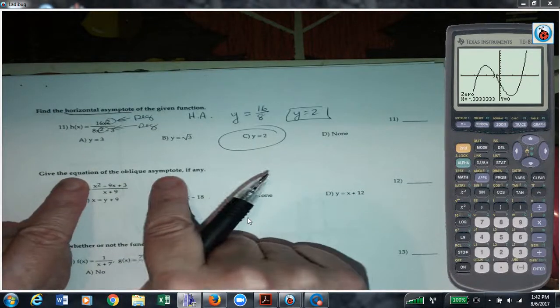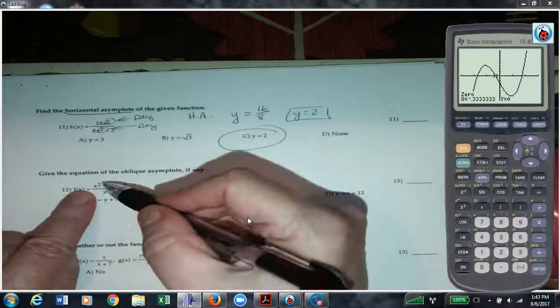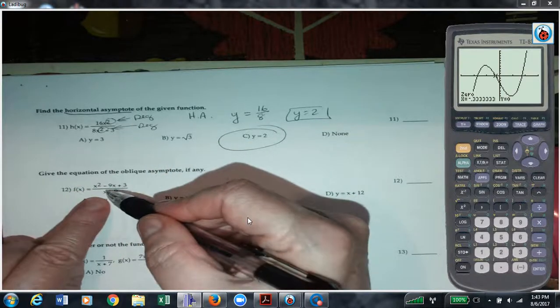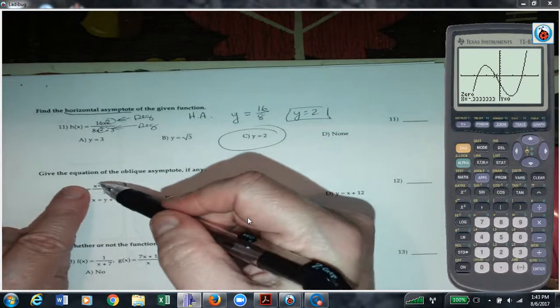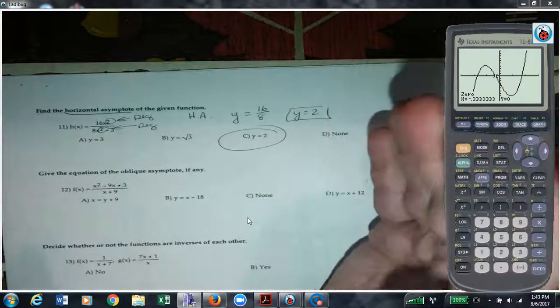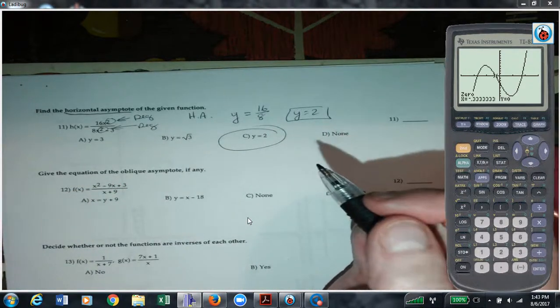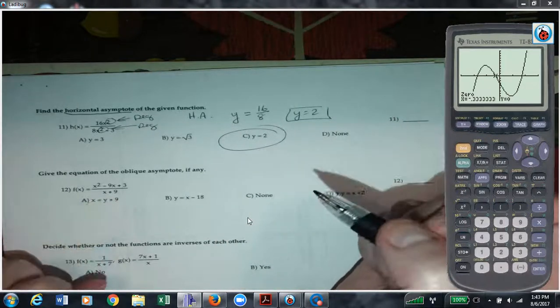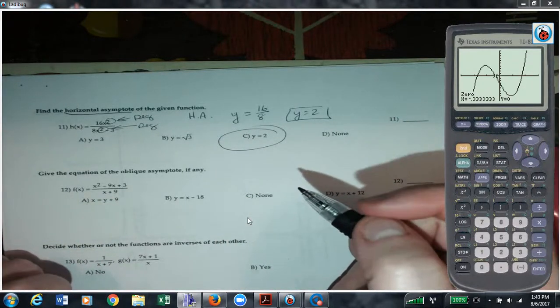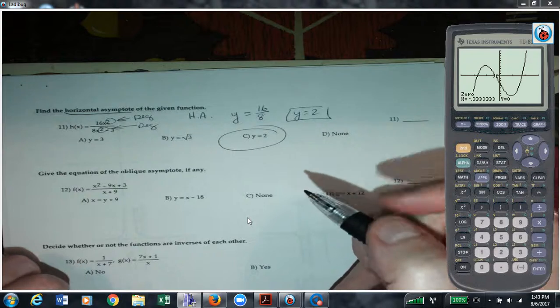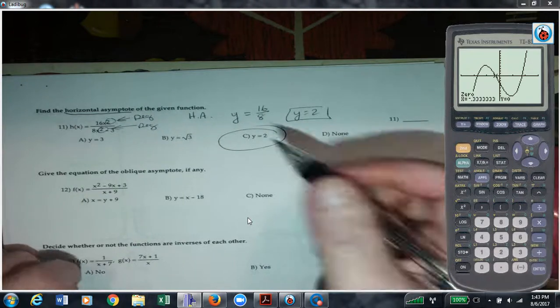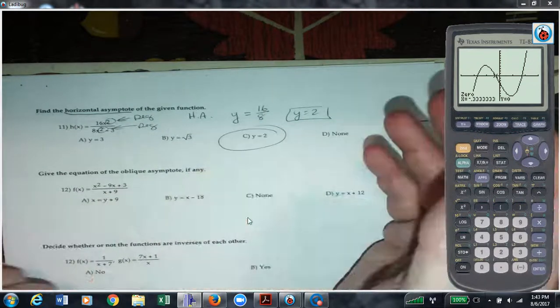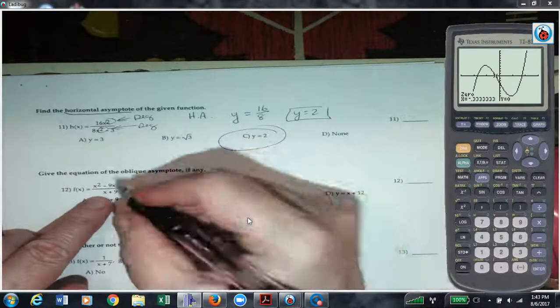Get the equation of the oblique asymptote, if any. Well, the degree here is 2. The degree in the bottom is 1. So the degree of the top is 1 more than the bottom. We do have a slant asymptote or an oblique asymptote. So we have to use synthetic division. So the last 3 problems on the midterm had this in them.